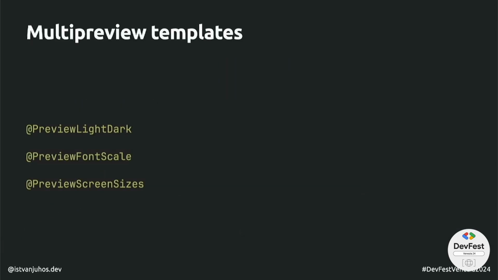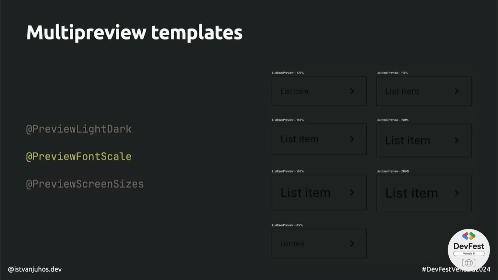There are also some multi-preview templates that we can use. These are predefined multi-preview annotations coming from the Android tooling. So let's go through them quickly. There is the preview light dark. That's pretty straightforward. We get a light and a dark mode preview. Of course, we can't add additional parameters to our multi-preview annotations, unfortunately. I mean, technically we could, but it's not allowed in the predefined ones. So yeah, we got those previews. Again, this is not too comfortable, but we will switch to light mode soon.